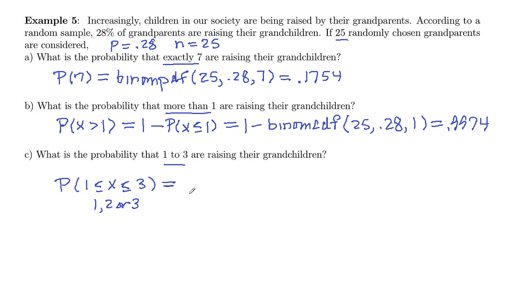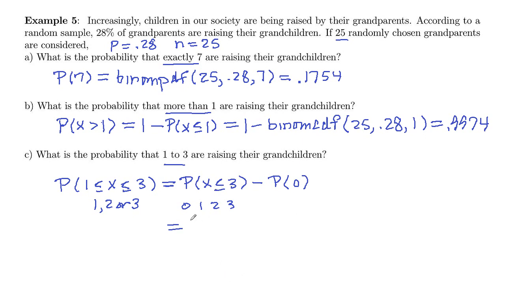Or we could do less than equal probabilities. We could do probability that X is less than equal 3. So that would be 0, 1, 2, or 3. And then we could subtract off. Let's see, we want to include 1. All we don't want to include is 0. So probability that X is equal to 0. So that would be another way to do it.